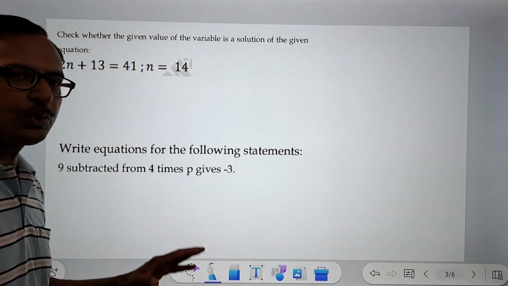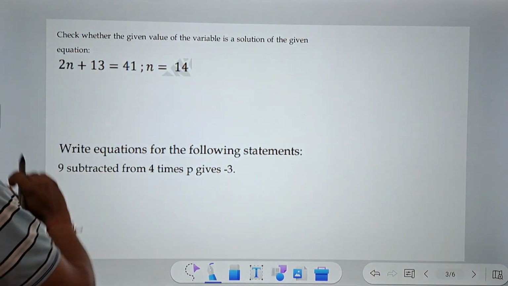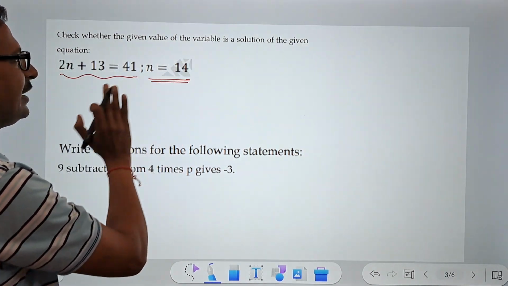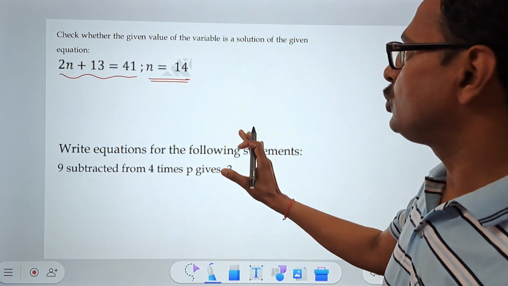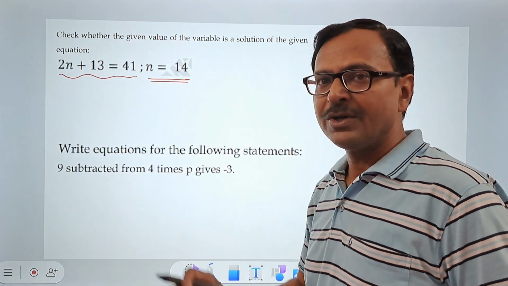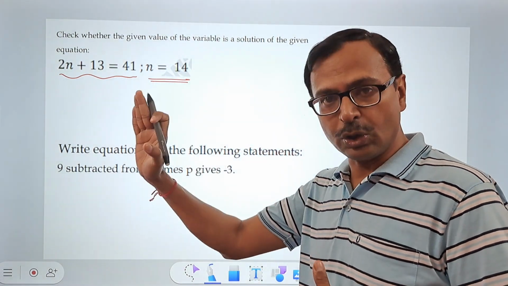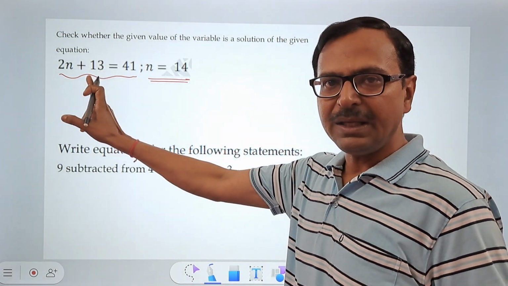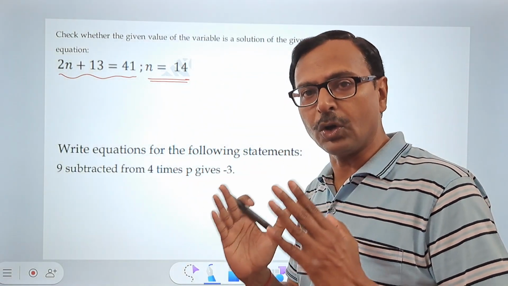The first question which I am going to take up is: check whether the given value of the variable is a solution of the given equation. So we have an equation given here and a value of n which is 14. Now we have to check whether n equal to 14 is a solution of this equation 2n plus 13 equal to 41 or not. Whenever you have to check whether a given value of the variable is a solution or not, you just have to put this value of variable in the equation and check whether the left hand side and the right hand side are coming to be equal or not.